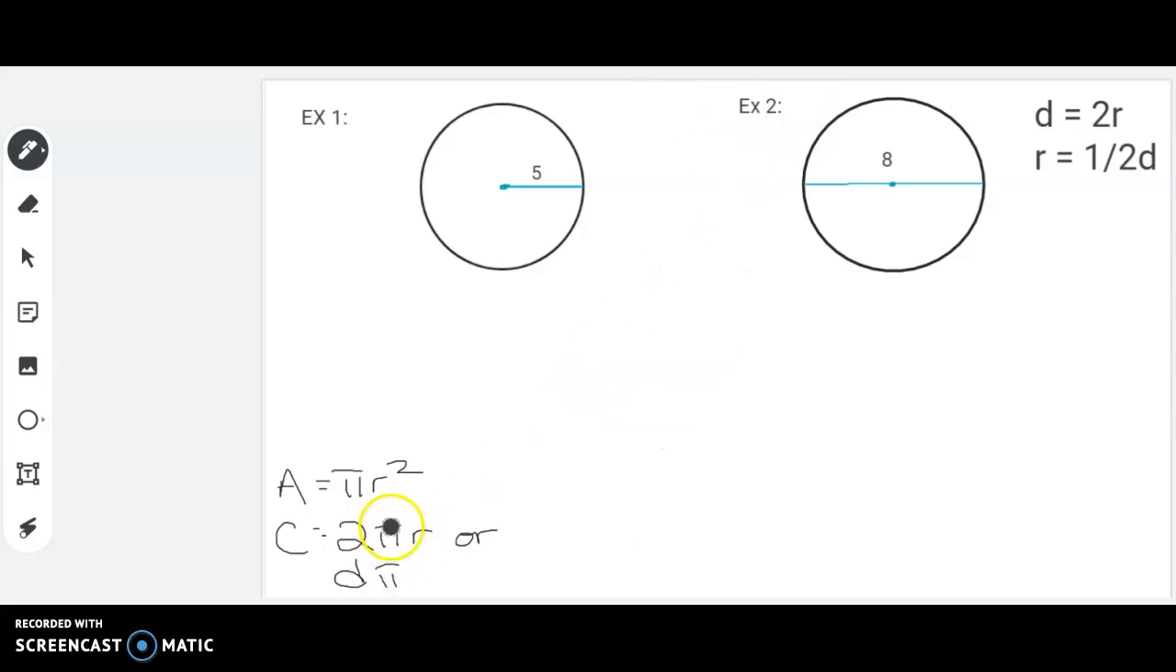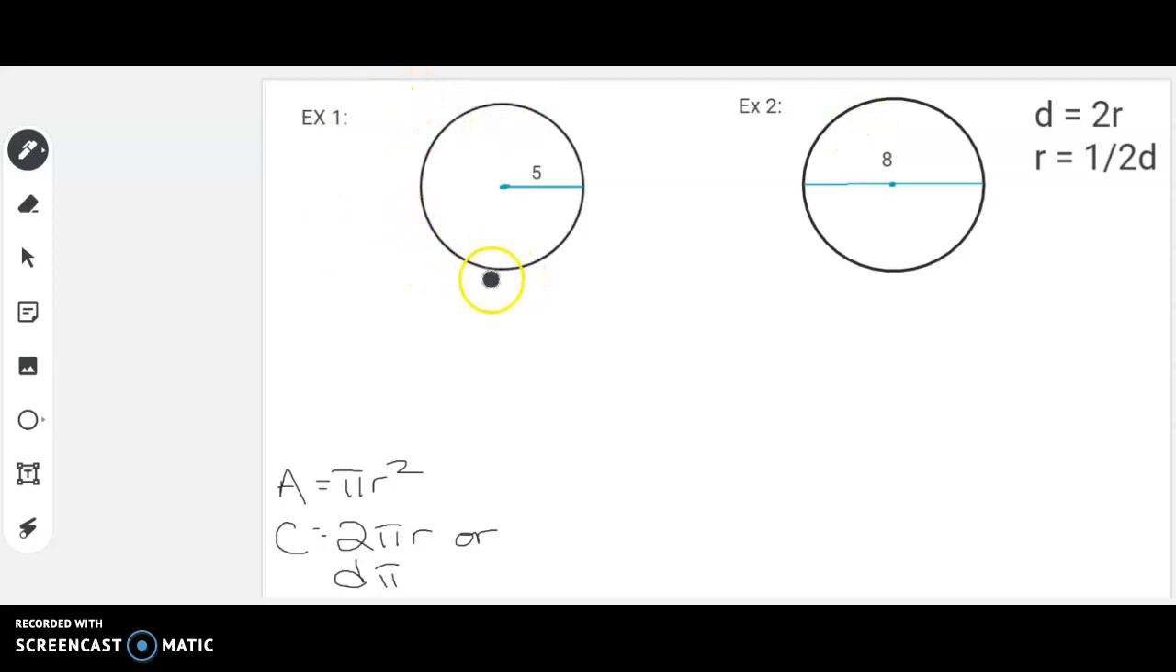Okay, r stands for radius. So we have r here and r here. So r stands for radius, and radius goes from the center of the circle to the edge. Diameter goes all the way through the circle at the center. Okay, so that's your radius and diameter.